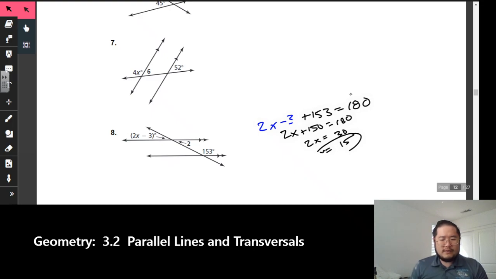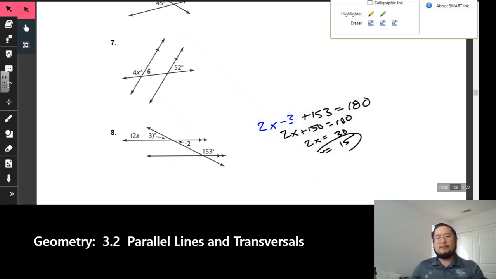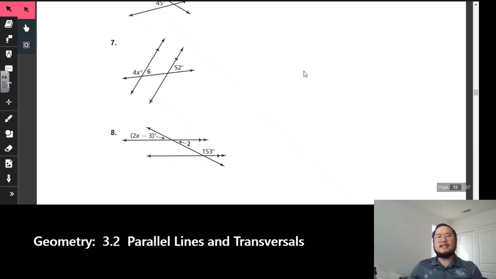All right. So we have taken a look at every single example right here. I think we looked at all the scenarios, or almost all of them, to help you be successful on section 3.2.